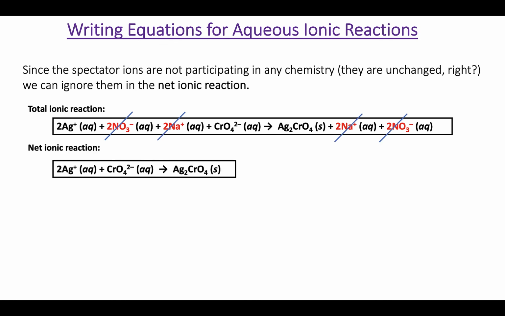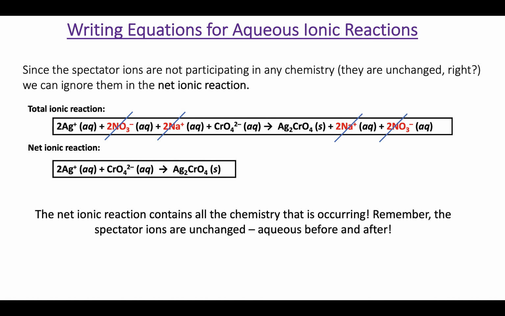basically rewriting it to ignore the spectator ions. And so we end up with the following net ionic reaction, where the chemistry that's occurring is that 2 silver plus ions are joining with the chromate 2- anion and is forming solid silver chromate. And so, again, the point of the net ionic reaction is to show just the chemistry that's occurring. Spectator ions are still very important. They bring these ions into solution, right? We can't just have silver plus sitting on the shelf without a counter ion. But they're still unchanged, aqueous before, aqueous after, dissociated before, dissociated after, and therefore the only chemical change that's occurring is that this silver chromate is being created.